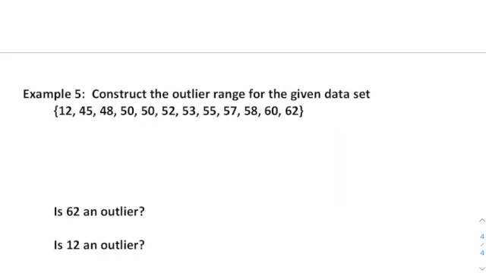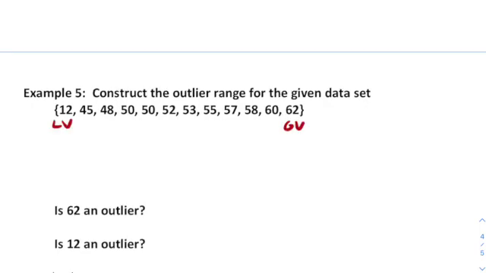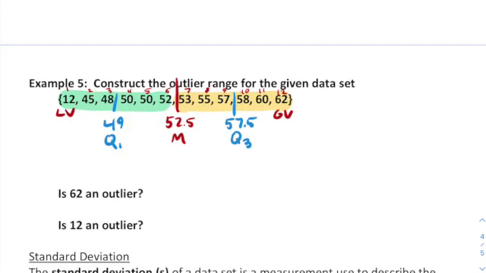Let's use this formula to complete example number 5, where we're asked to construct the outlier range for this data set. Since this data set's already in numeric order, I'm going to start by finding the 5-number summary. I can start by labeling our LV and our GV. Since there's 12 data values, the median will be between the 6th and 7th data value, or 52.5. And this median will cut the data set into 2 halves. The middle of the first half would be 49, which would be our Q1, and the middle of the second half would be 57.5, or Q3. This tells us that our IQR is going to equal Q3 minus Q1, or 57.5 minus 49, which equals 8.5.